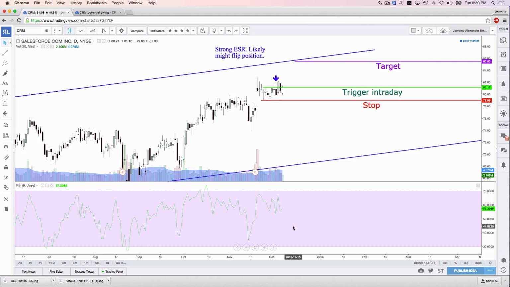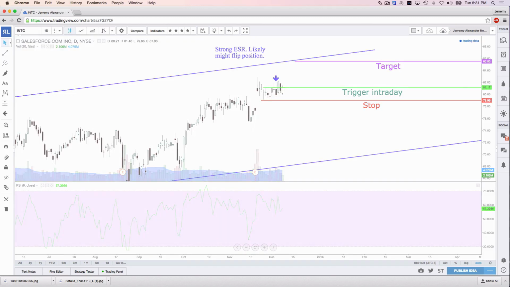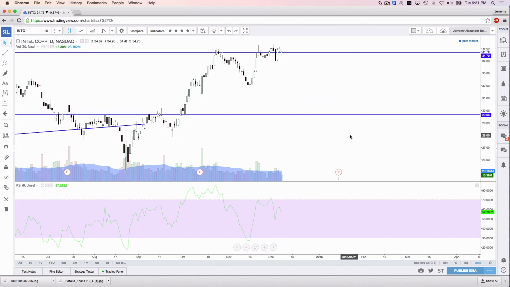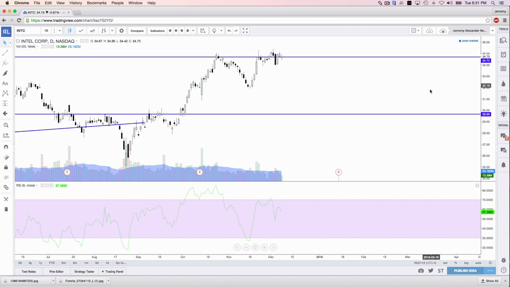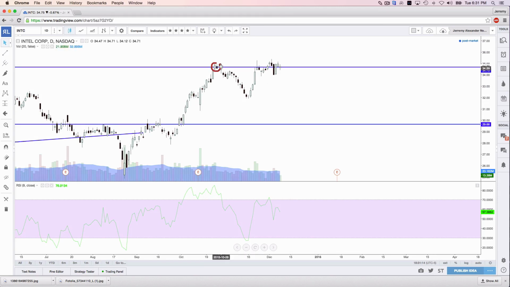Niels or Ron or Ranjesh, throw a stock at me. We'll go see if there's any divergence on it. Give me whatever you guys want to look at. Intel, INTC. Okay, Intel is probably going to be a good one. So Intel, let's check out Intel. So we have a high here on Intel and we have a high here on Intel. They're about the same.